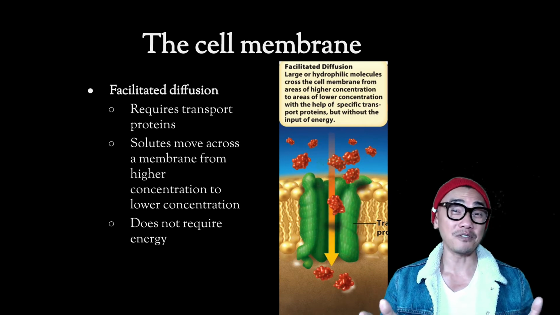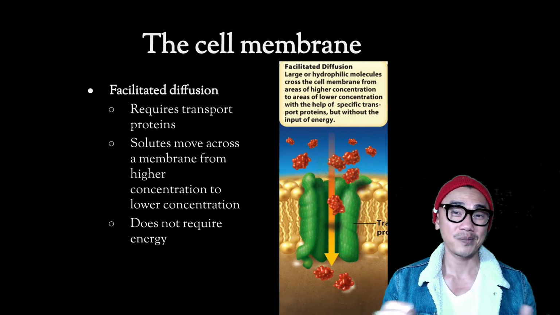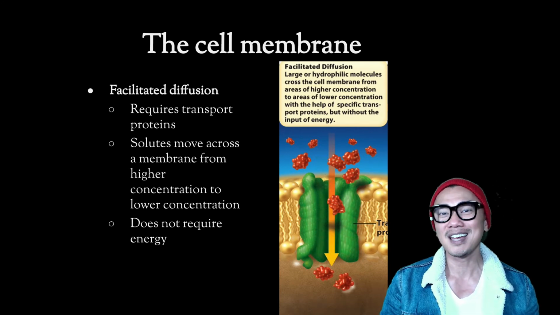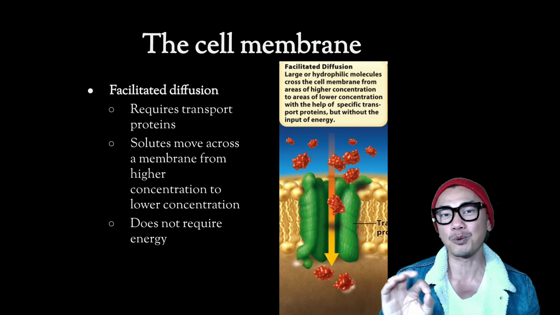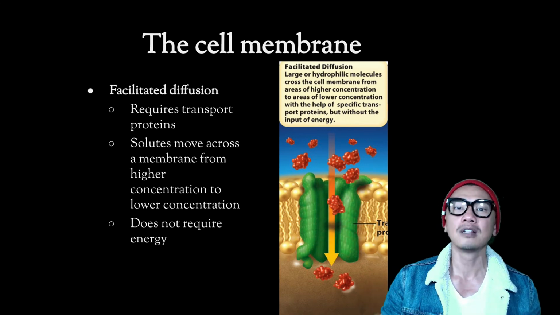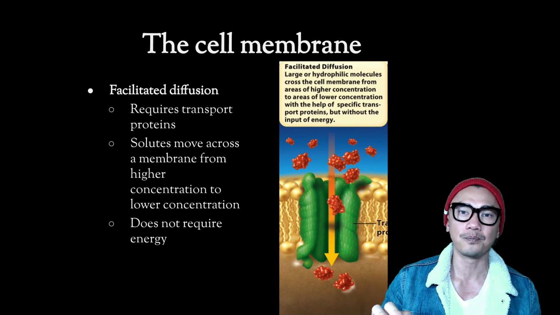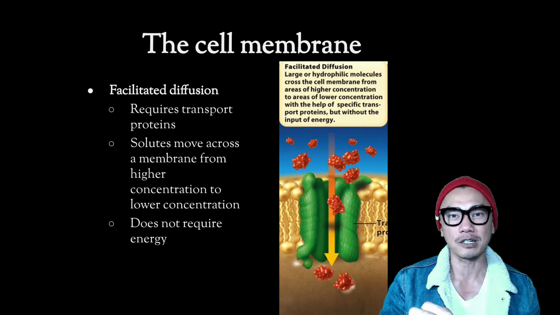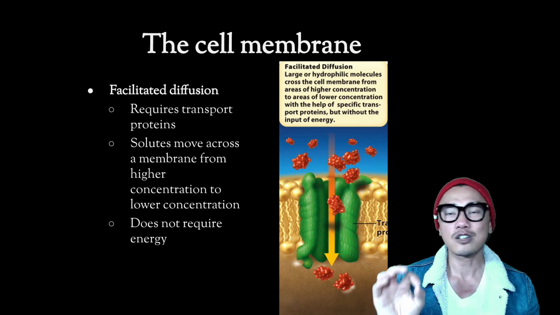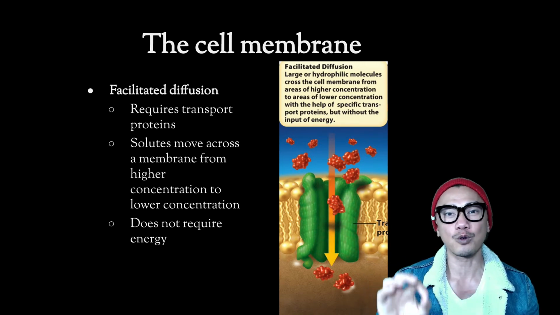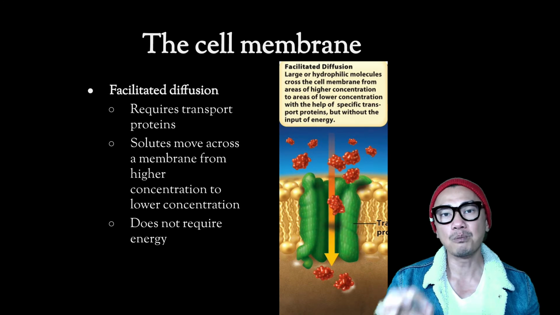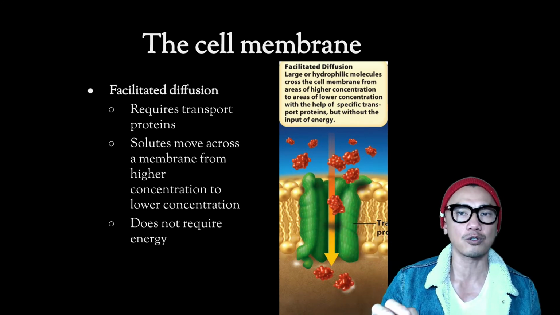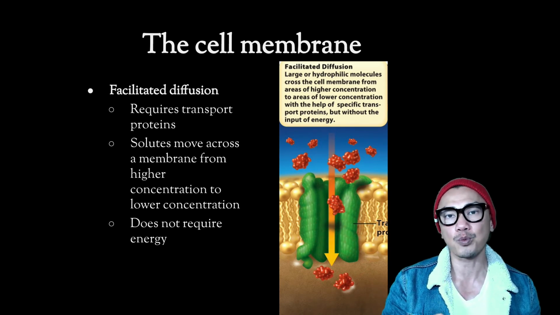There's another type of diffusion called facilitated diffusion. In facilitated diffusion, a transport protein is required and a solute will still move from where it's higher in concentration to where it's lower in concentration. Facilitated diffusion also does not require energy. The diagram on this slide shows how facilitated diffusion works. Molecules move from where they're higher in concentration to where they're lower in concentration using a transport protein.